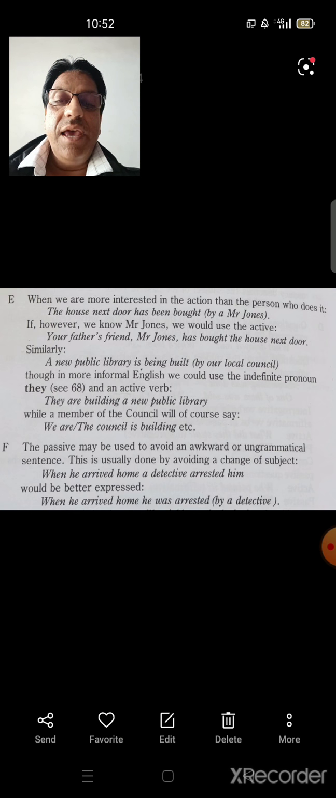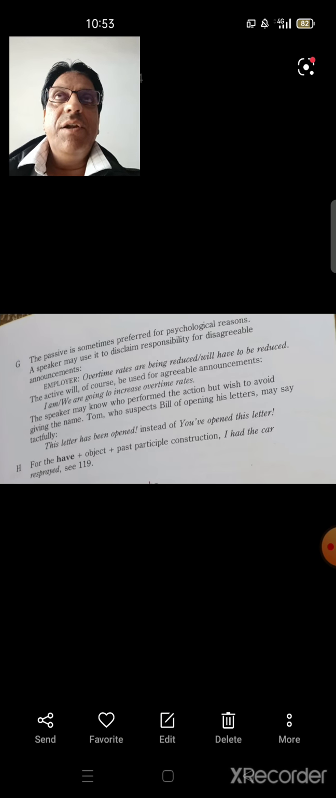And in the F case, when we arrived home, a detective arrested him. So we are not concerned who arrested him. That is, when he arrived home, he was arrested. Then passive is also used for some psychological reasons.